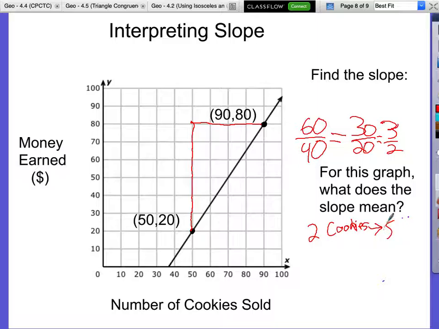So this means that for every 2 cookies, you make $3. Because it's 3 over 2, so it's $3 for every 2 cookies. So that's what that means. When we're asked, hey, what does the slope mean for this graph or for this problem? We apply it to the variables we have. Does that make sense? Questions on that?